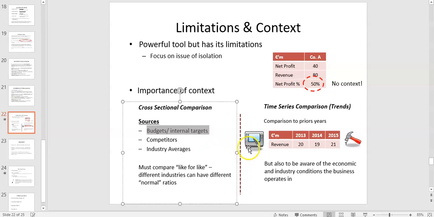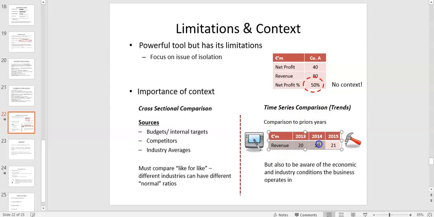The other key thing is to look at context over time. So do a trend analysis. I've given a little example here: if you were asked to comment on the revenue trend from 2013 to 2015, well, if you said this was a construction company, this wouldn't be too bad because we were still coming out of recession in 2013 to 2015. You think they're probably doing quite well, right?